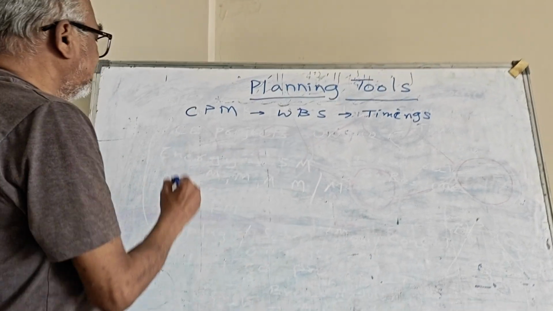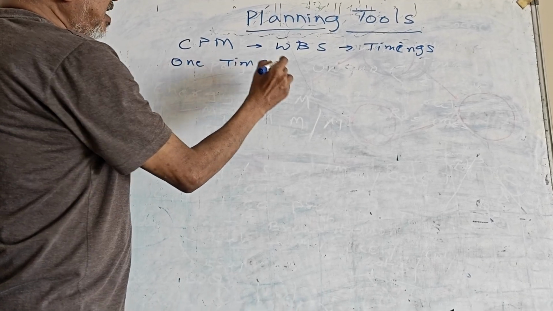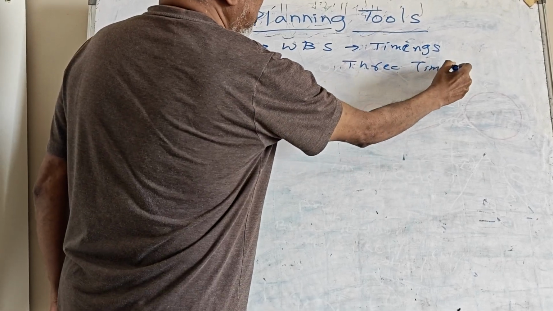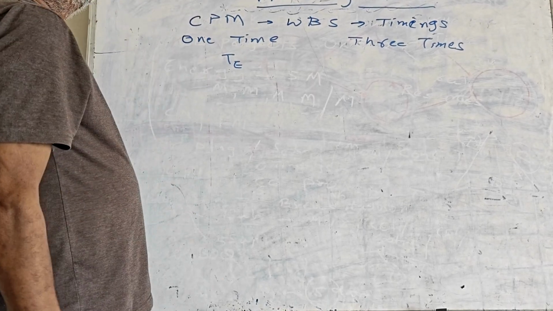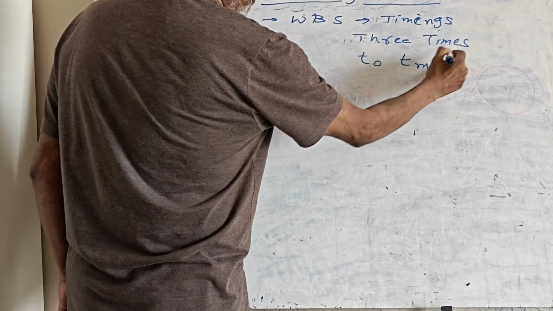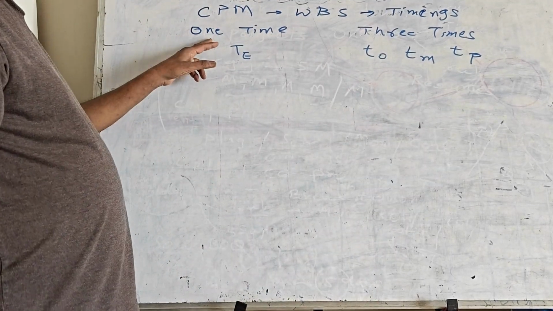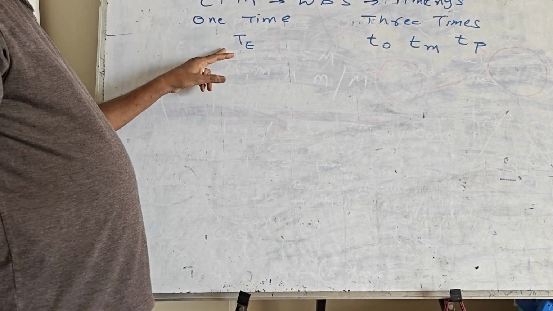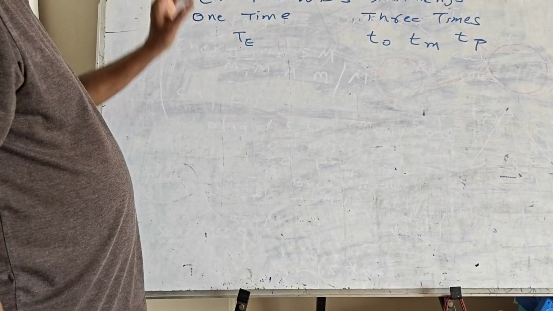Now these time estimates are of 2 types. One is a one time estimate, and the other is a 3 time estimate. With one time estimate, we have only TE, the most expected completion time. Here we have TO, TM and TP. These are the 3 time estimates. When we take one time estimate, it is taken to be the most expected or likely time for completion of one activity of the WBS or one activity in the CPM.